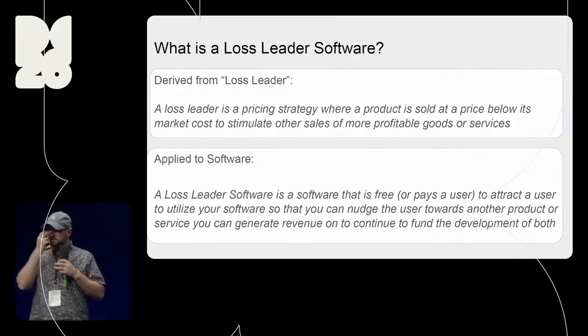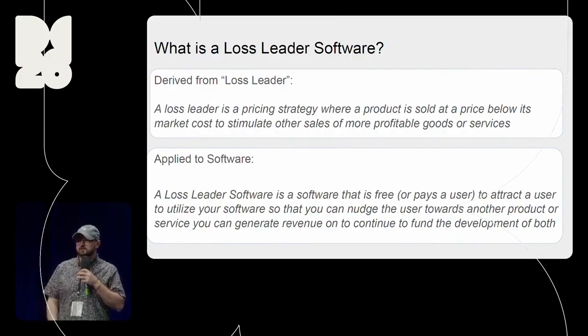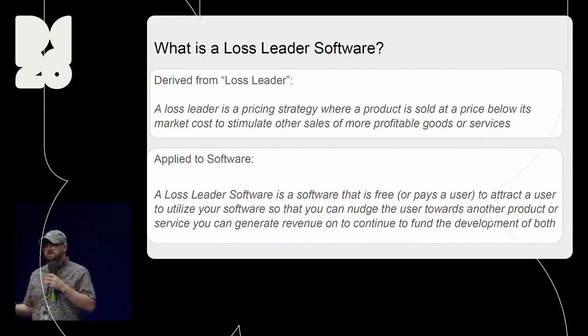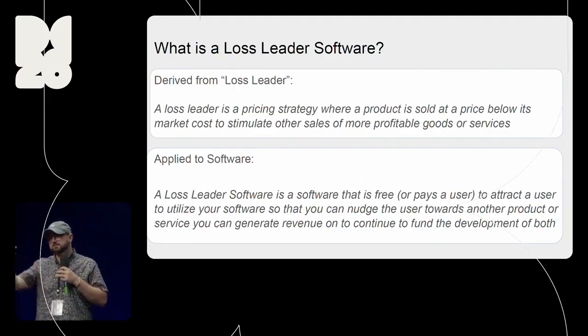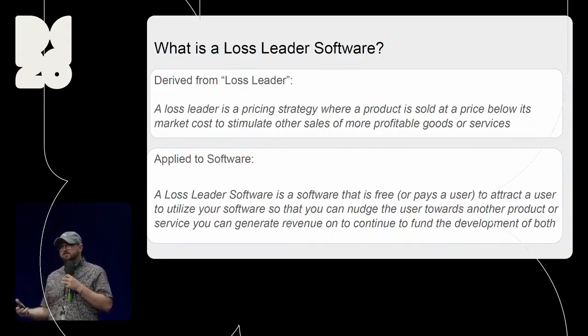There we go. So to start off, I want to basically talk about how we define what is loss leader software. It's essentially derived from the economic concept of a loss leader, which is essentially a product that's designed to get somebody in the door. So if you imagine like a Thanksgiving sale or like a Black Friday sale where they've got the TV that's like $200 and you're like, how do they even make money on that? That is a loss leader. The whole design of it is get people in the door and then you can make money on other aspects of it. So when you apply this concept to software, it's essentially how do you acquire users?